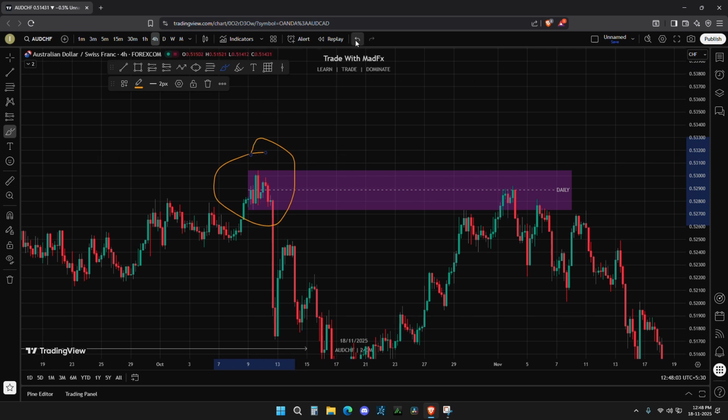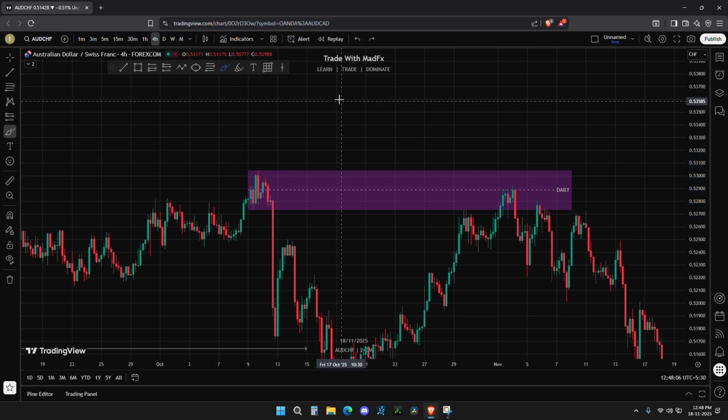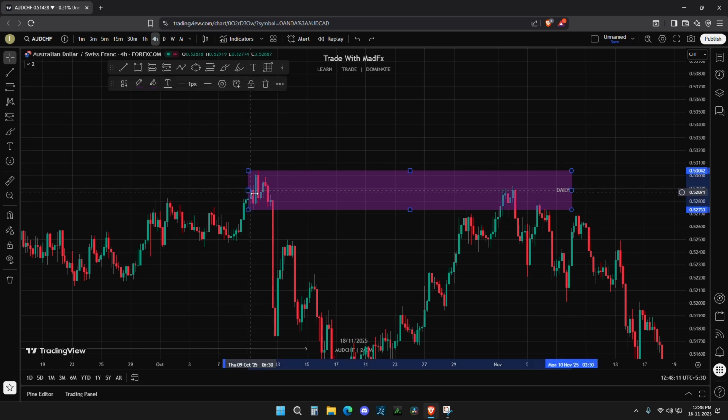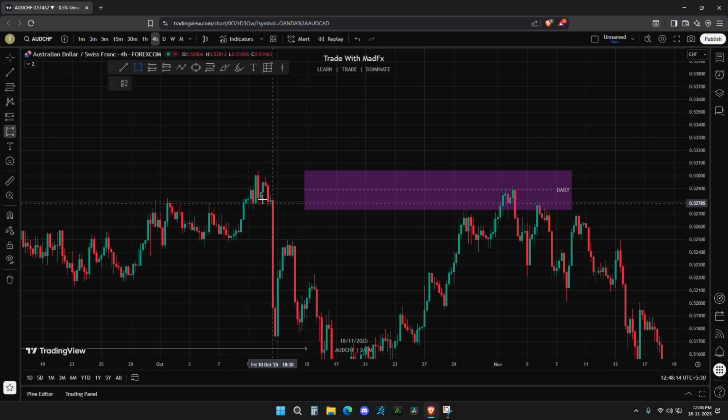This is the daily supply zone that we have marked, and it is pretty wide. So let us refine this zone on 4-hour time frame. This is the zone where an expansion to the downside initially started. Now let us mark the order block.